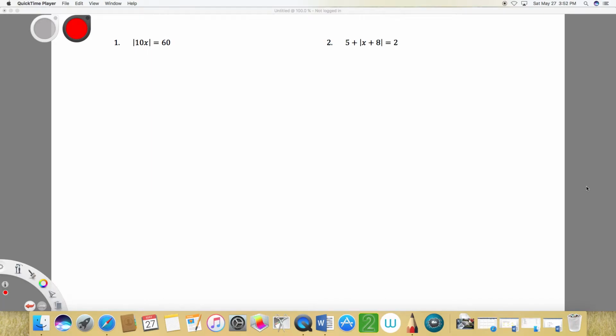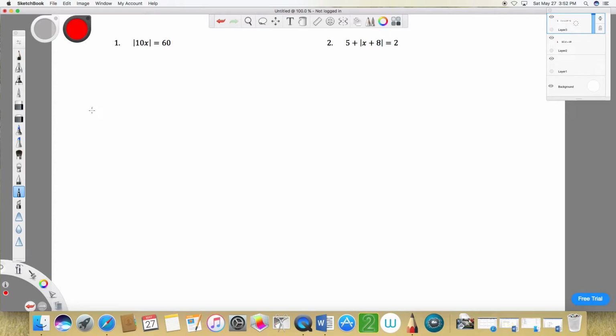I never really know. I would like to solve two absolute value equations in this video. In problem number 1, remember that absolute value is the distance from the origin on a number line. So here you could be 60 units to the right or 60 units to the left. So we take these absolute values and we split them into two equations.